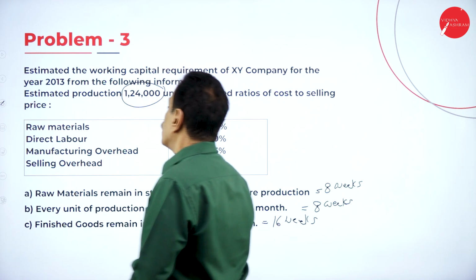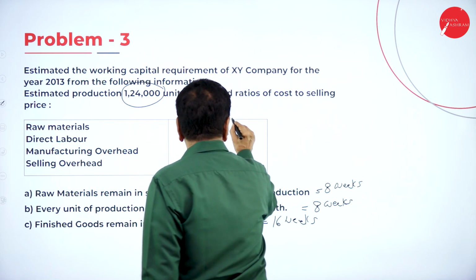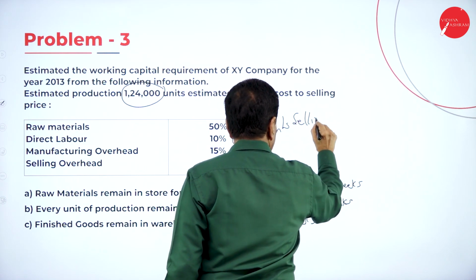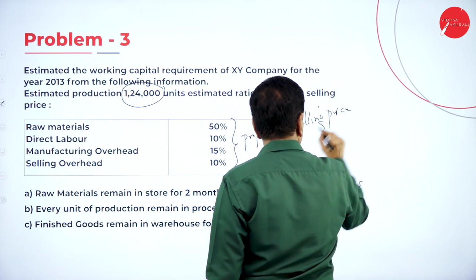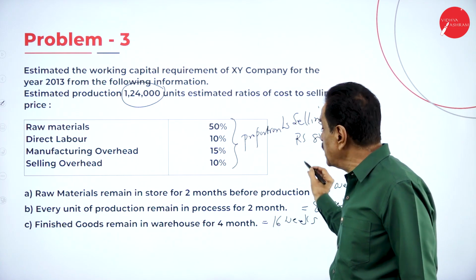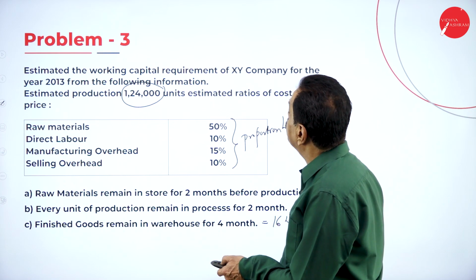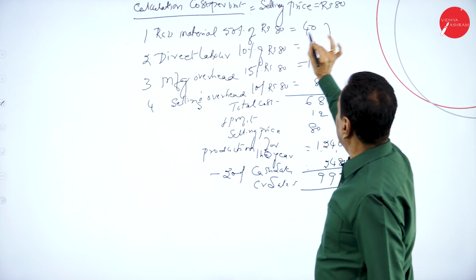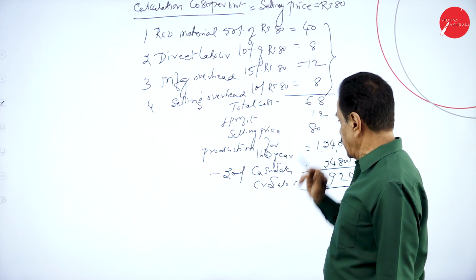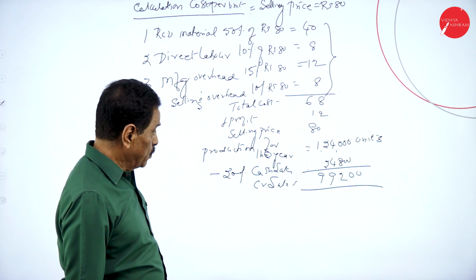If you go with the problem here, production is so much more, 1,24,000. That is why lakhs of rupees has come. Your labor is proportionate to sales, to the selling price of rupees 80. 50% of 80 is 40, 10% of 80 is 8, 15% of 80 is 12, 10% of 80 is 8. Your total cost comes to 68 and your selling price is 80, so there is a difference of 12.